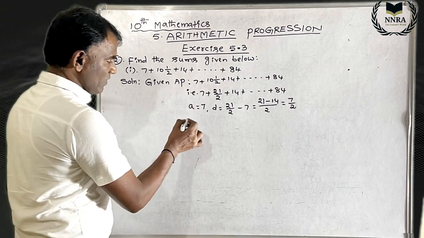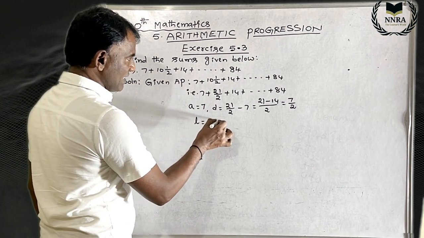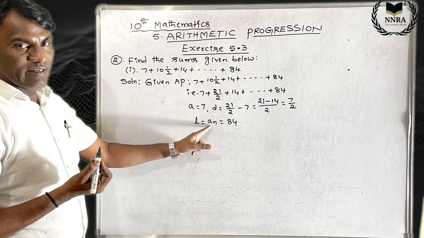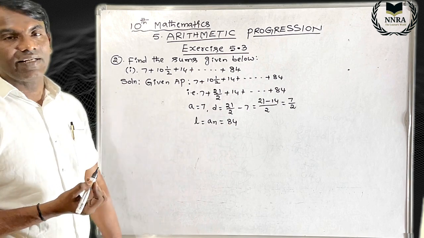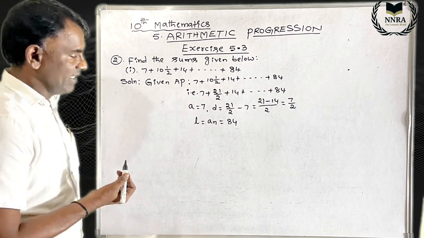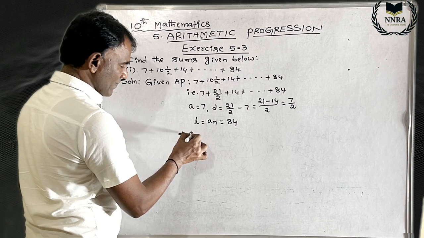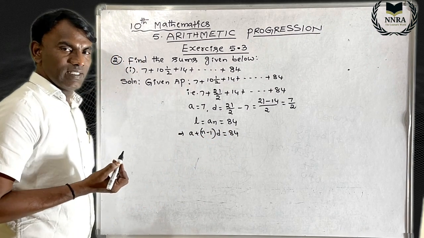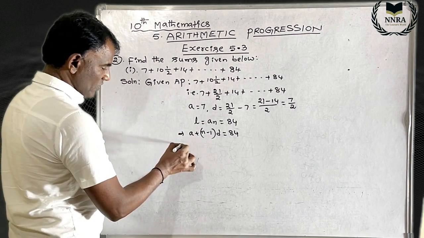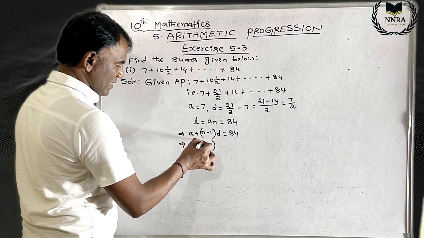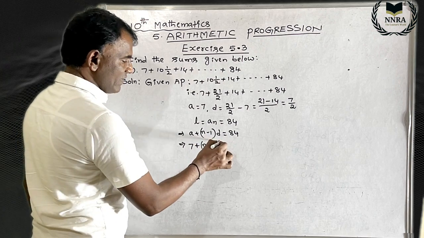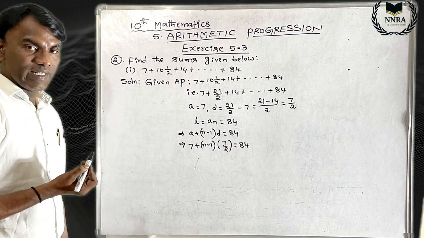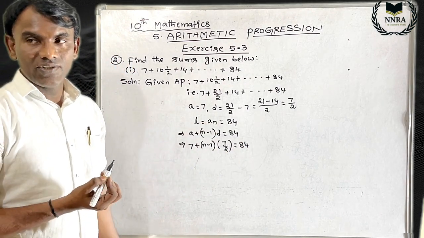After that, write the last term. Last term is denoted by either l or an, that is equal to 84. By using the an formula, we find the required value, that is the n value. Now, a plus n minus 1 into d equal to 84. The first term is 7, so 7 plus n minus 1 into d, where d value is 7 by 2, equal to 84. In the next step, take 7 to that side, so we get minus 7.